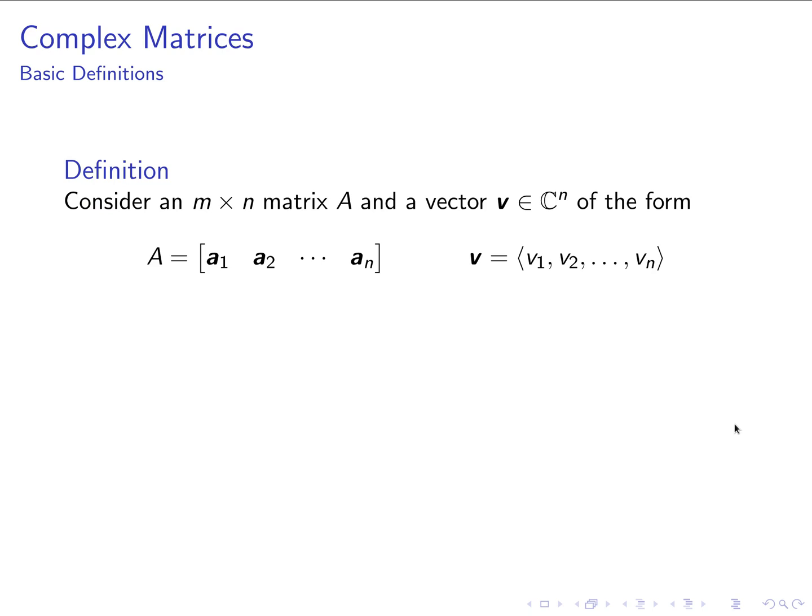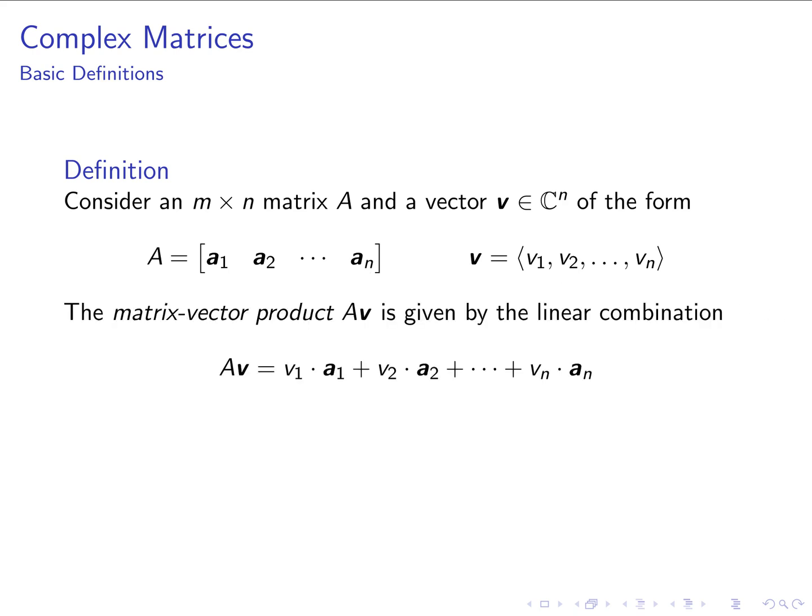So if we look closely at how we're defining complex matrices, we can reformulate everything we've done so far. Let's say we're studying an m by n matrix A, and we're studying another vector v in C^n. So the setup here is that the number of coordinates inside of this complex vector is the same as the number of columns of our matrix. We can define the matrix vector product of this matrix with this vector in exactly the same way that we defined matrix vector products previously.